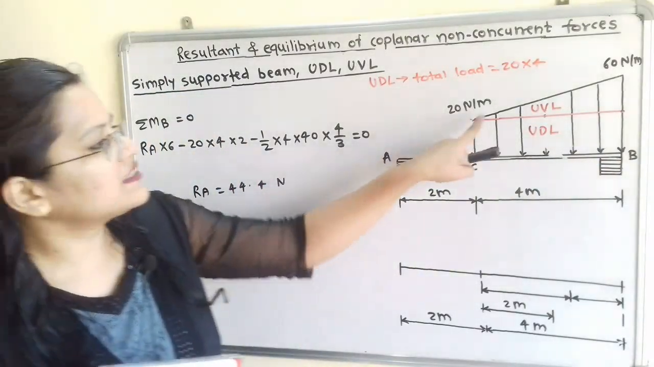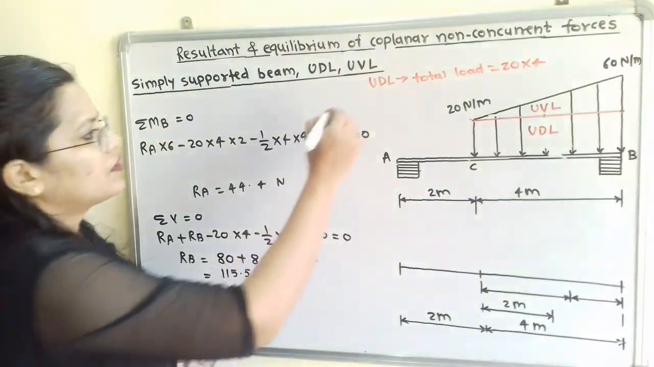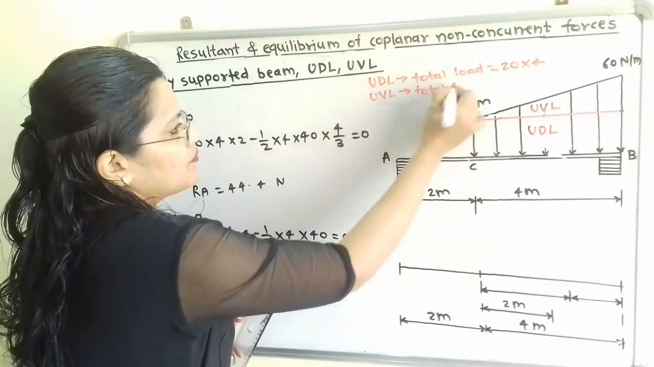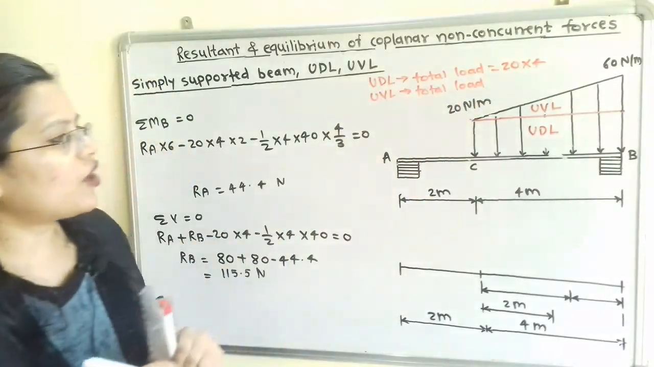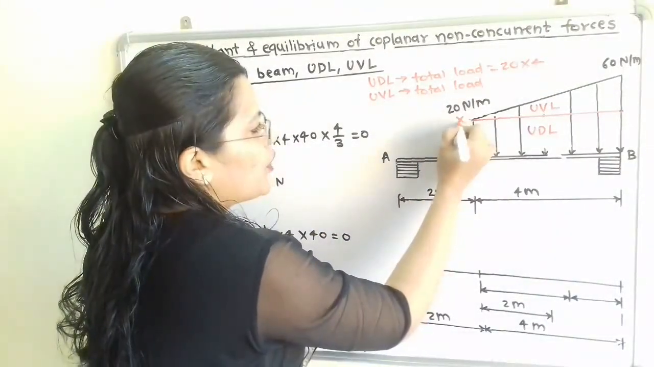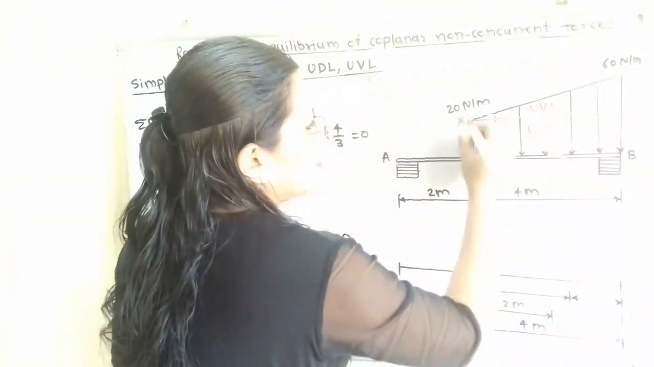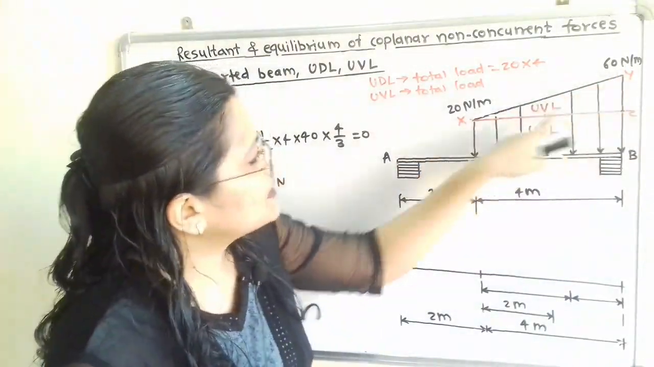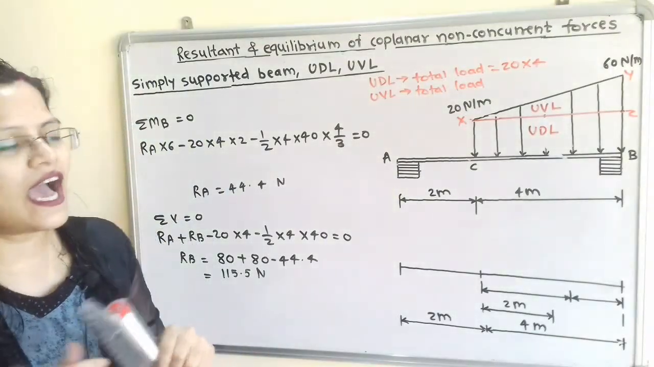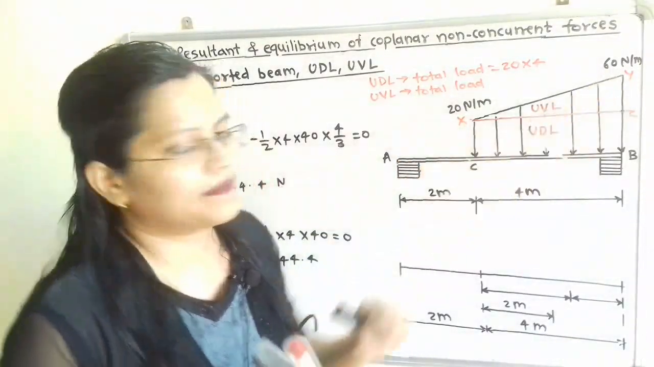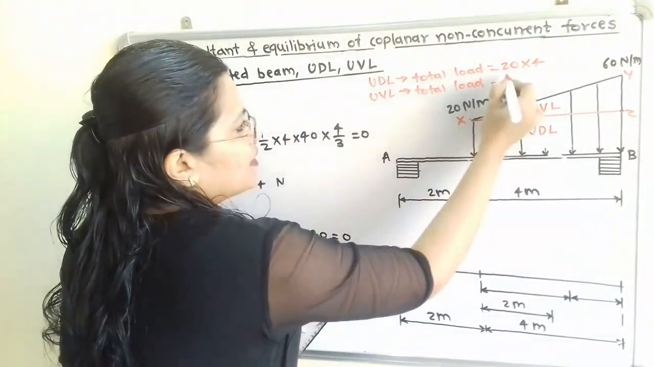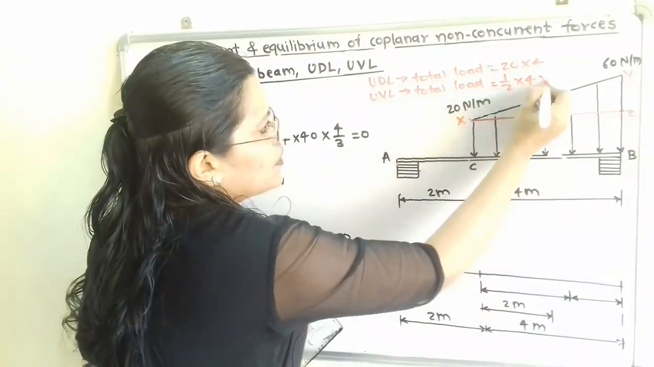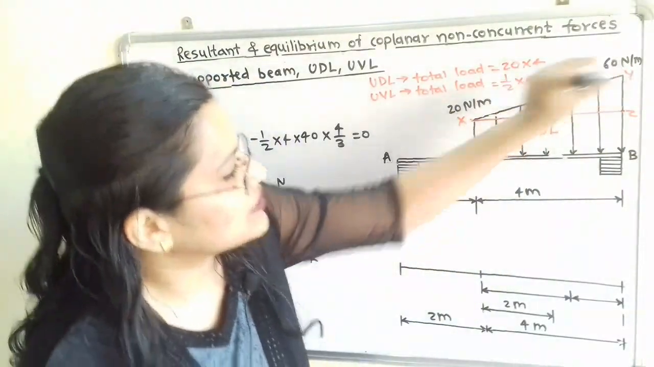Then we will move to the next, the uniformly varying load. For the uniformly varying load, how to find out total load? Suppose I give here the points X, Y and Z. So here is the triangle XYZ. The total load is the area of this triangle XYZ, that is half multiplied by base multiplied by height. So half multiplied by base, X to Z distance is 4, multiplied by height, that is Y to Z distance.